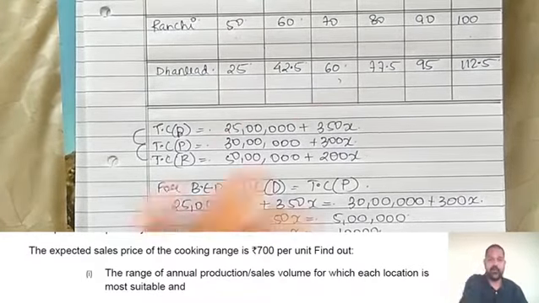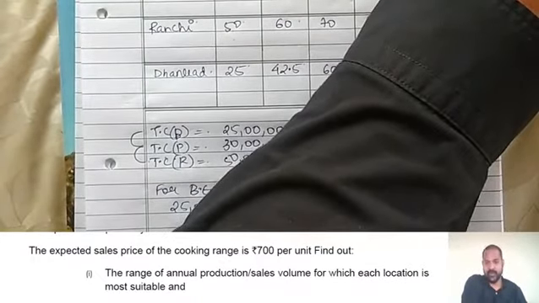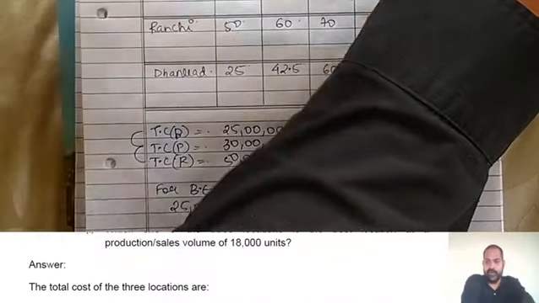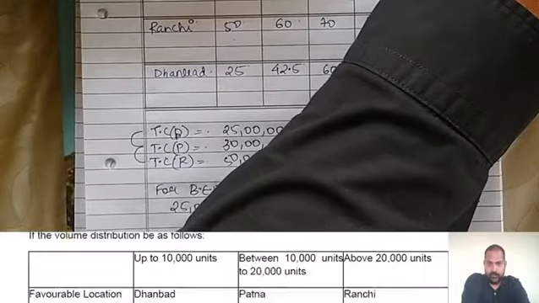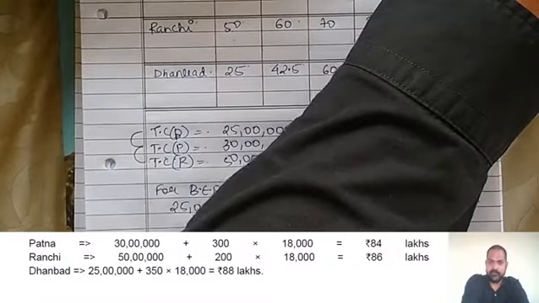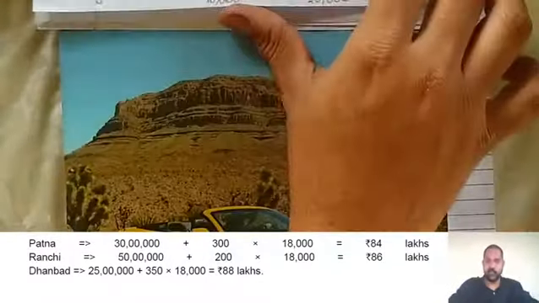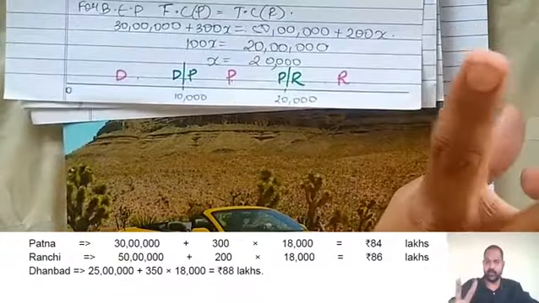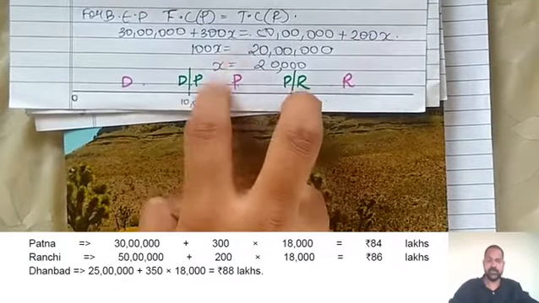And now the second thing. Do you notice that they've actually done a calculation for 18,000 units? Is that right? You don't have to. Don't you just draw an analysis and then write it down in a table? Then declare here only, 18,000 units. 18,000 comes between 10 to 20,000 units. Then which is the best location? Patna.